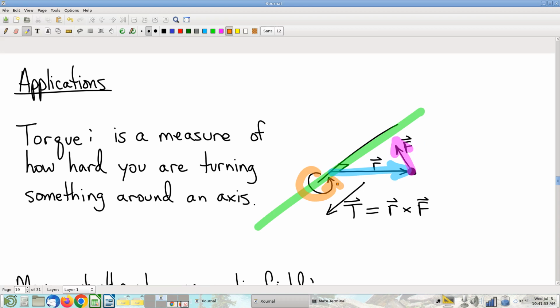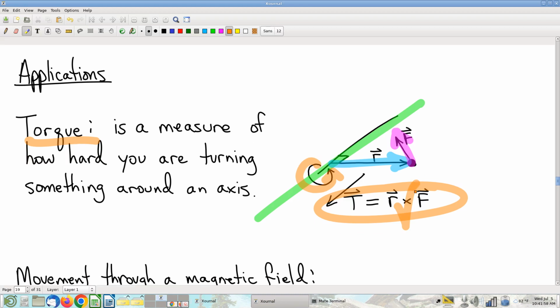How fast is the car going to accelerate? How tightly would you be able to turn a bolt, or untighten a bolt? Torque is the concept of how hard you're turning, how much of what you might call an angular force you're applying, and it's computed with a cross product. So anyway, that's a real world application.